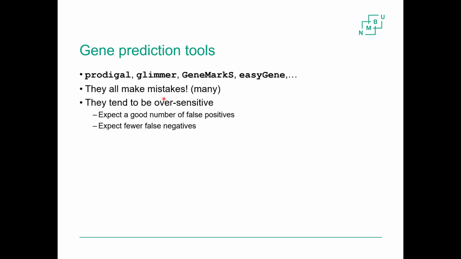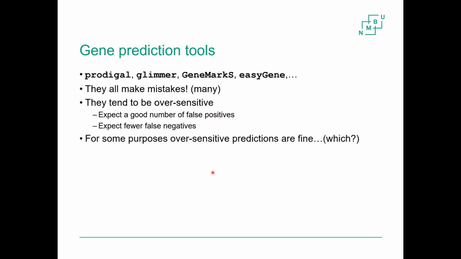So they make plenty of mistakes. They also tend to be what we call oversensitive, and that's probably by design, I would say. So they have a tendency of producing many false positives because they want to have as large a number of true positives as possible. So they tolerate quite a big number of false positives, not as many false negatives. Missing a gene is considered worse than having some extra rubbish in there.